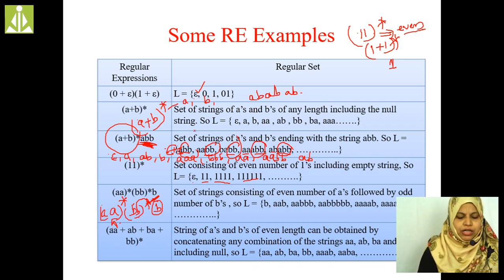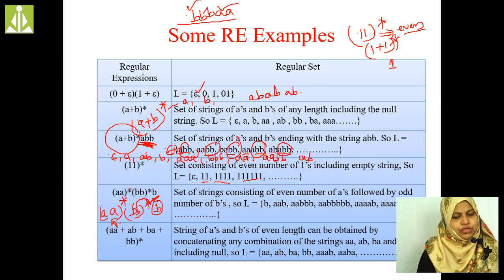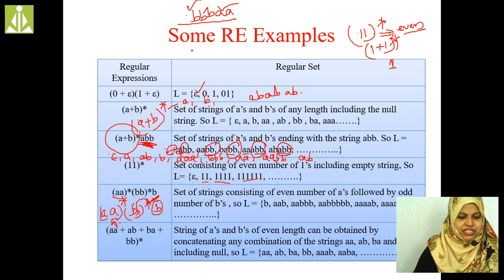For example, I'll give an example here. Say BBBAA is there. Here an odd number of B's and an even number of A's are there. Is this particular string going to be accepted by this regular language? No. Why? Because here the A's come at the end. That's the reason: first we have to take the even number of A's, then only we have to take the odd number of B's. It is going to be followed by an odd number of B's.